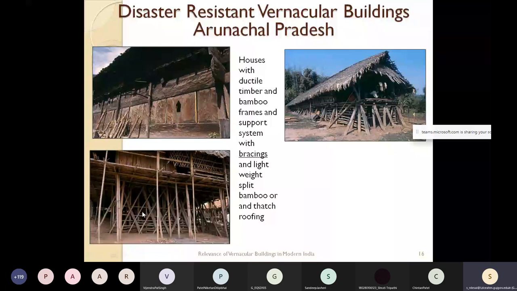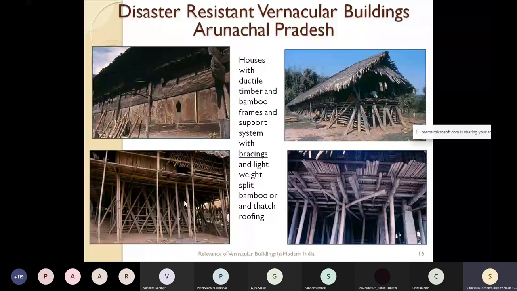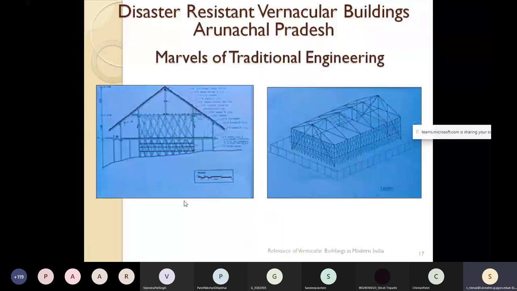You know, these are big houses, and in Arunachal, like 100 individuals would be dancing inside, so that floor can take the dynamic forces of people dancing. And that's why you see these bracings in every conceivable direction. And see, here's one more example. So you have these things, I mean, what better engineering can you think of? And after that study, we had made these drawings, and look at this marvel of traditional engineering.